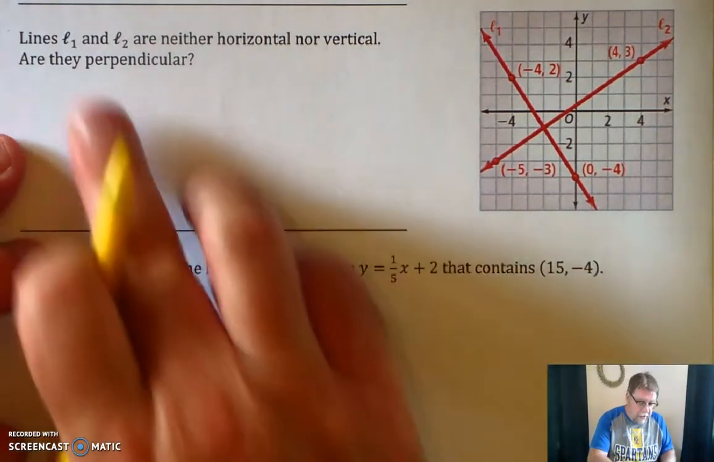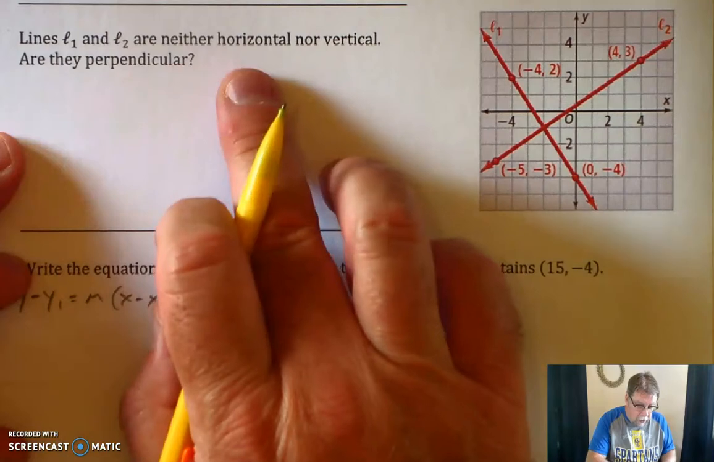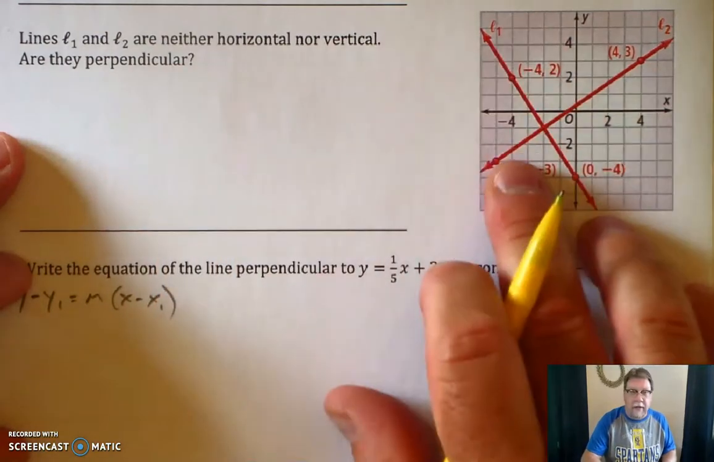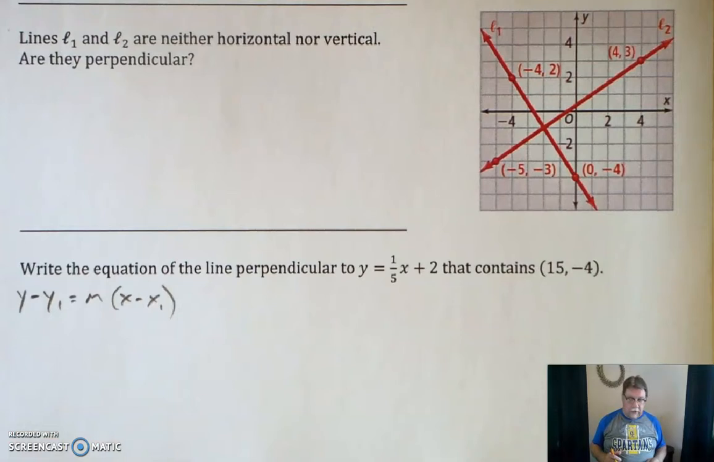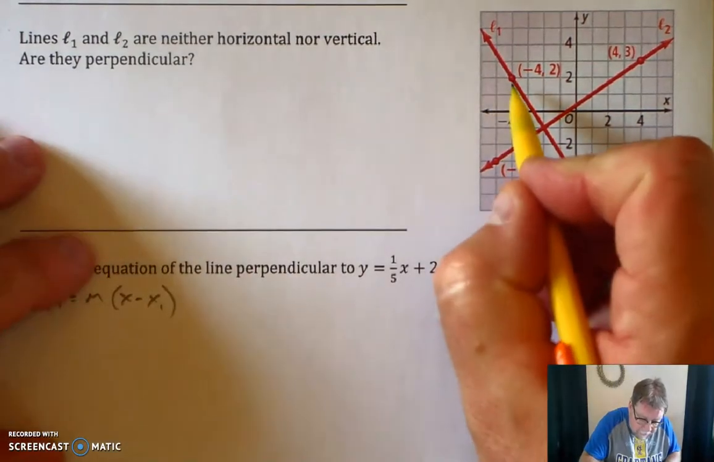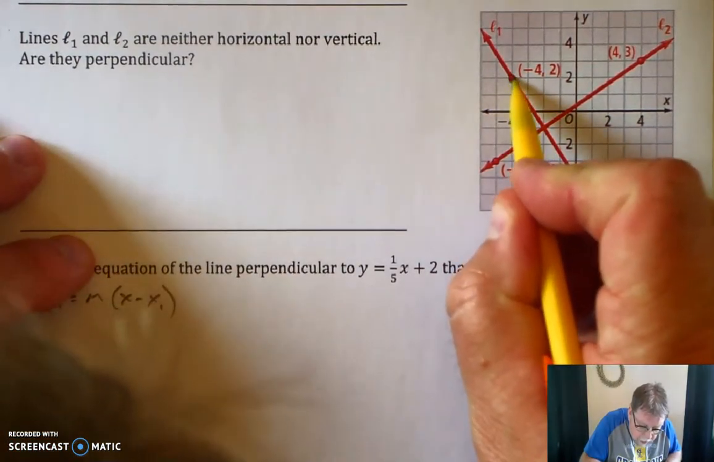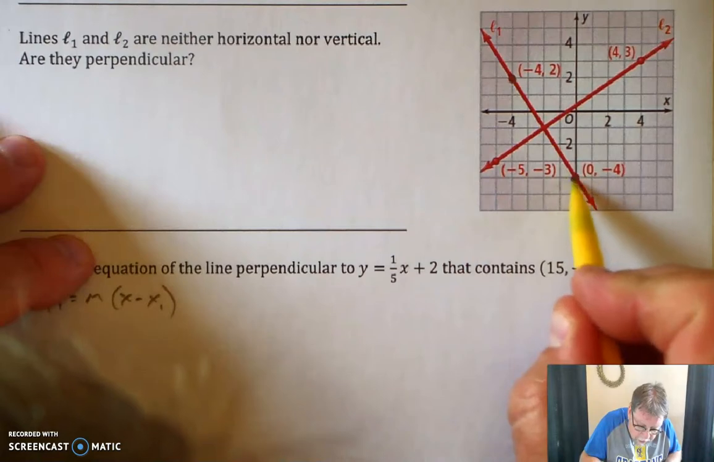Question 1, lines L1 and L2 are neither horizontal nor vertical. They're slanted. Are they perpendicular? So let's check their slopes. Let's look at rise over run. So let's look at line 1 first. We're going to start at this point, and we're going to do our rise over run to that point.